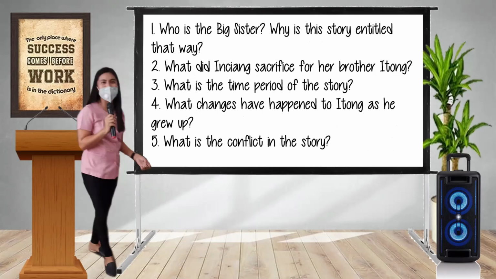Who is the big sister? Why is this story entitled that way? What did Inxiang sacrifice for her brother Itong? What is the time period of the story? What changes have happened to Itong as he grew up? What is the conflict in the story?